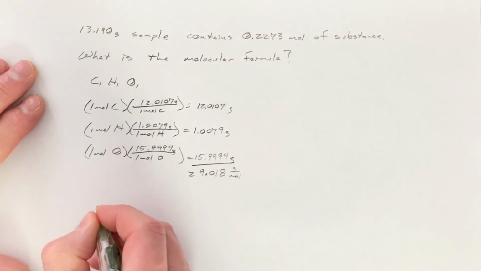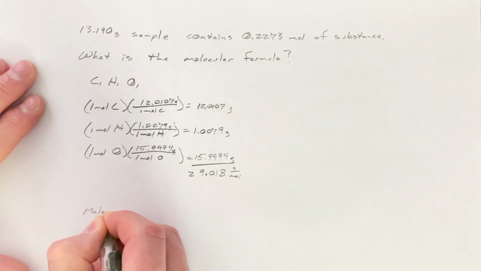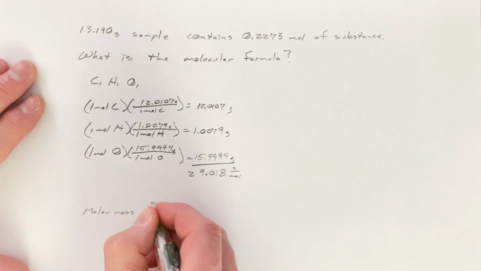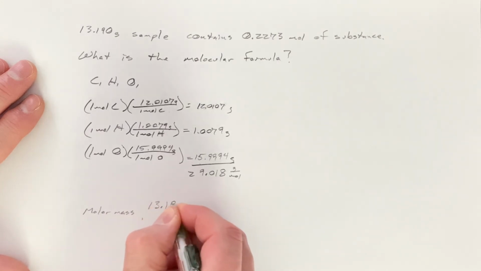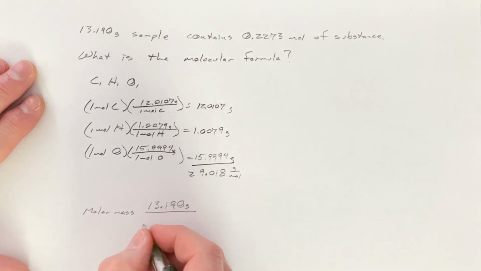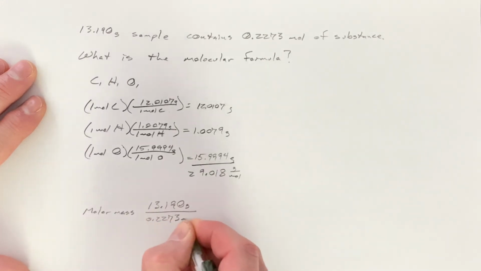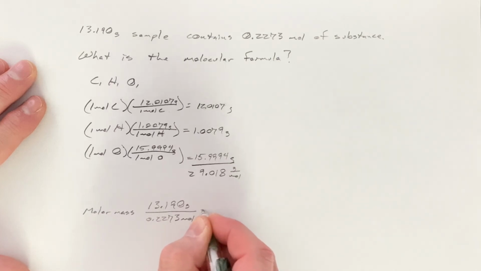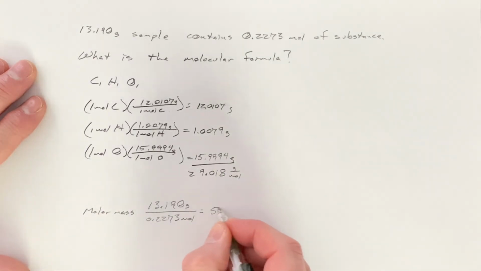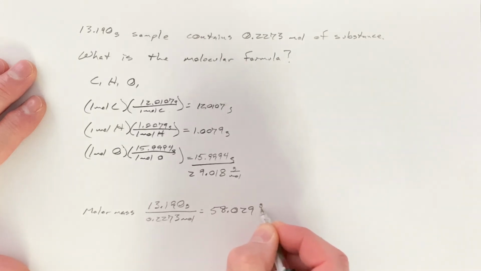So we can say that the molar mass of the sample is 13.190 grams over 0.2273 moles. And this works out to be 58.029 grams per mole.